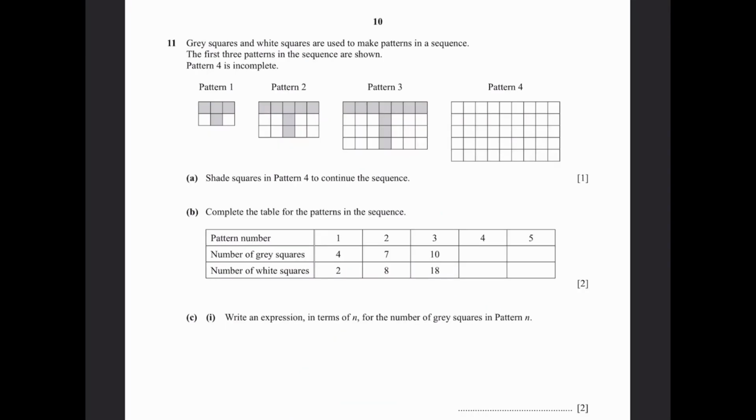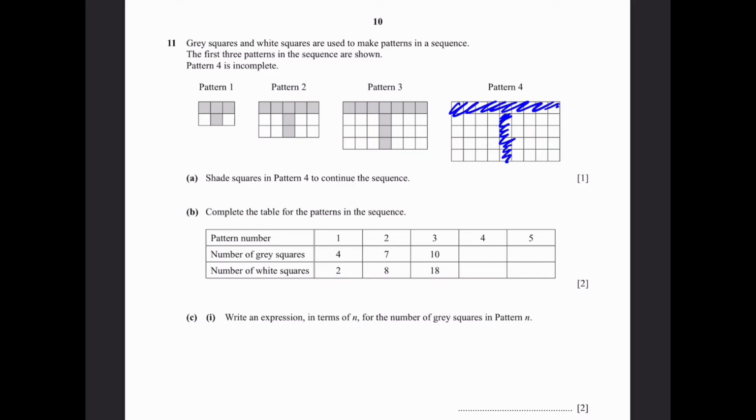Gray squares and white squares are used to make patterns in a sequence. The first three patterns are shown. A. Shade squares in pattern 4 to continue. So that's simply going to be shading the middle column and then shading the top row. So we just shade all this, and then the middle column will include this as well. So that's it. B. Complete the table for patterns in the sequence.